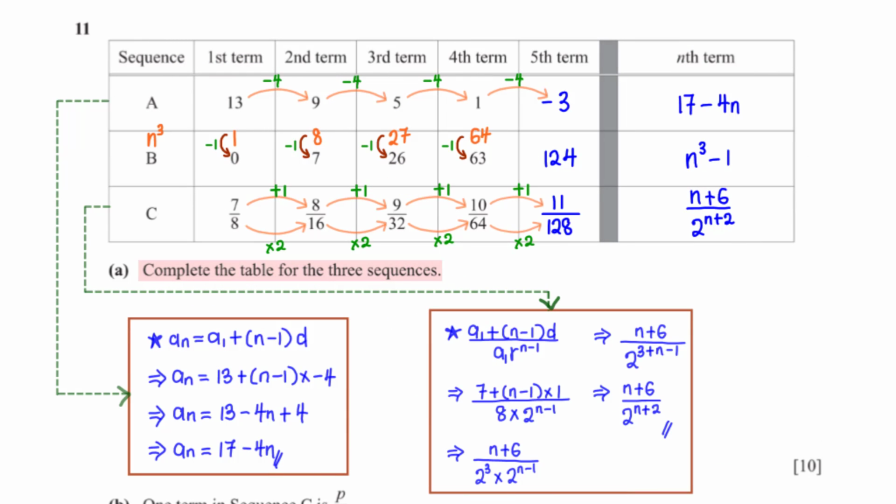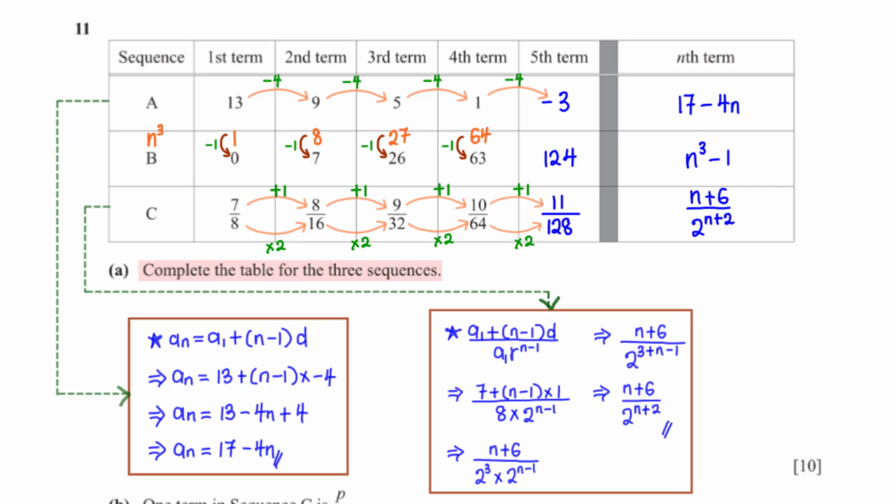Complete the table for the 3 sequences. The terms in sequence A have a common difference of negative 4, and so to get the 5th term, we subtract 4 from 1, which gives us negative 3. The nth term for a sequence with a common difference can be expressed with this formula. a1 is the first term, which is 13. d is the common difference, which is negative 4. When we simplify this equation, we get the nth term as 17 minus 4n.